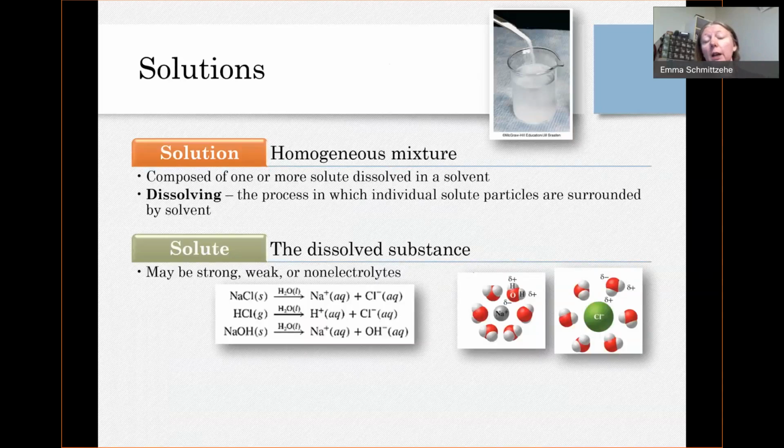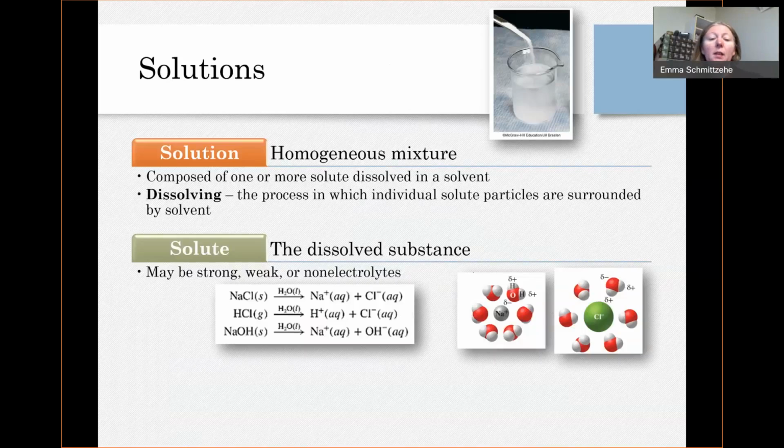And so that can create some complications when you're dealing with solutions. So sometimes you'll want to talk about the actual individual ions and how many ions there are instead of how much of that initial solute was put in. And so your concentrations can increase because you have things splitting up into multiple things.